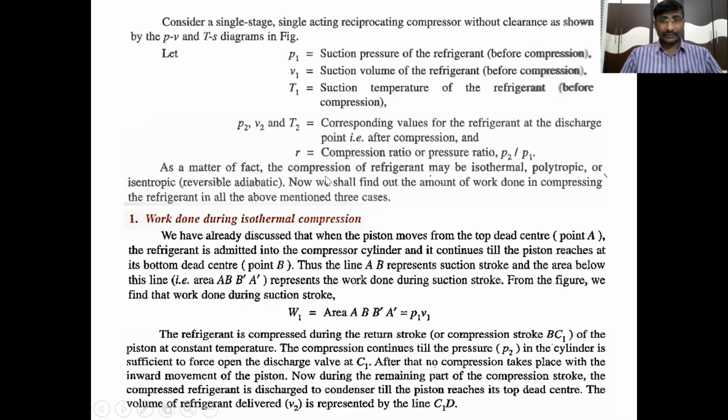As a matter of fact, the compression of refrigerant may be isothermal, polytropic, or isentropic. It is also called reversible adiabatic. Now we shall find out the amount of work done in compressing the refrigerant in all three cases: isothermal, polytropic, and isentropic. If the compression process is isothermal, then what is the work equation?